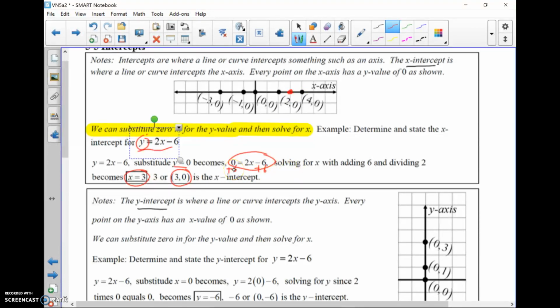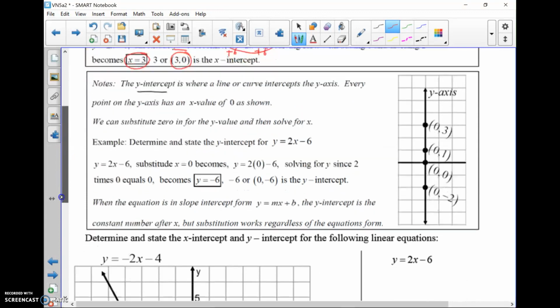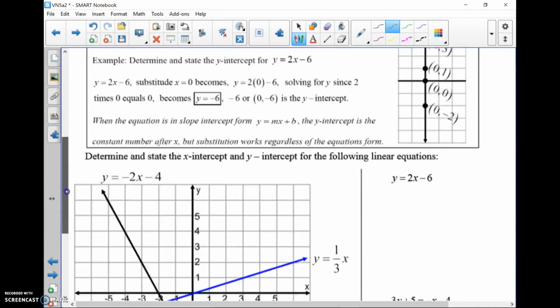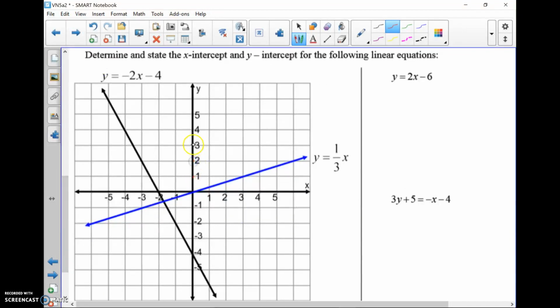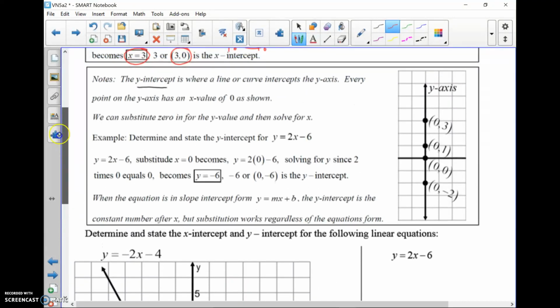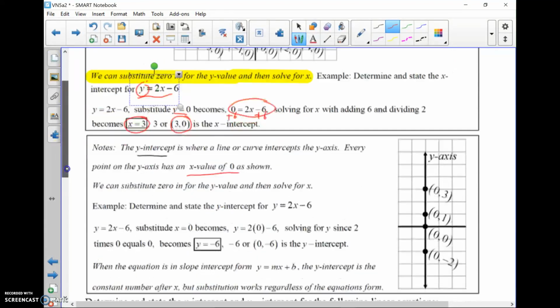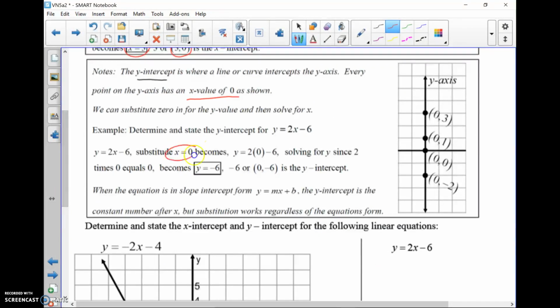Now the y-intercept is basically the reverse. The y-axis is our vertical axis, and every point on here has an x value of 0. Again, if we look at this, it's 0, 1, 0, 2, 0, 3, 0, 4, 0, 5, 0, negative 2, 0, negative 4, 0, negative 6. They all have x values of 0 because they're not to the right or to the left at all. They're just straight up and down on the y-axis. So because to find the x-intercept I plug in 0 for y, to find the y-intercept I could plug in a 0 for x.